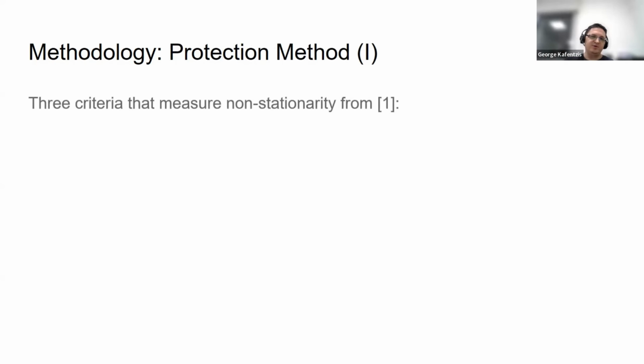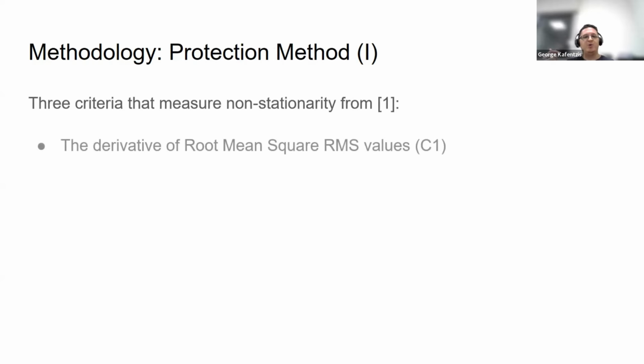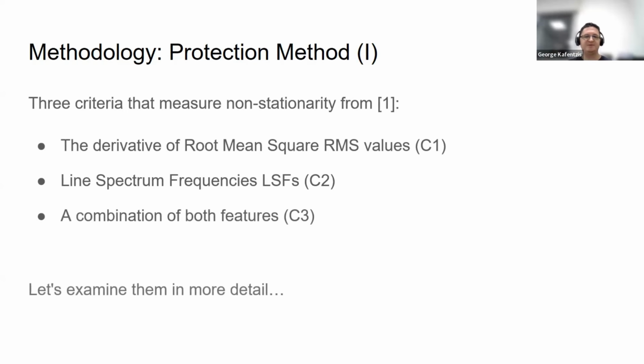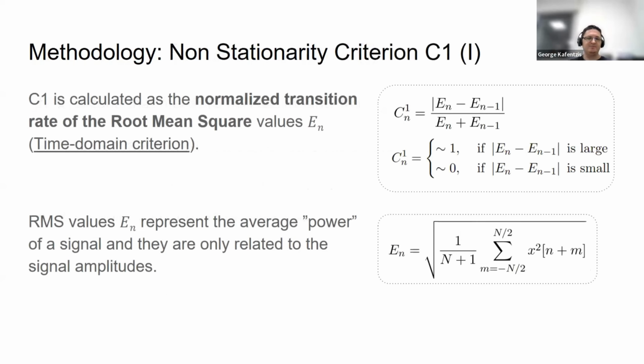We used 3 criteria to detect these interesting parts of speech: 1 in the time domain, 1 in the frequency domain, and the combination of both. Let me briefly explain the first 2 and their combination. So the first one takes into account the average power of the signal.